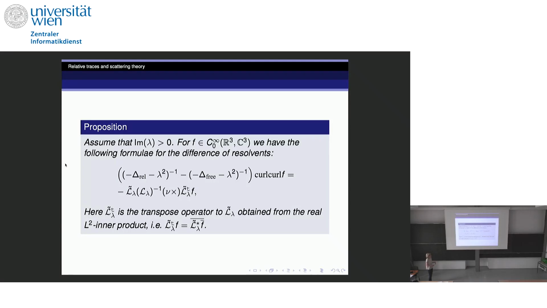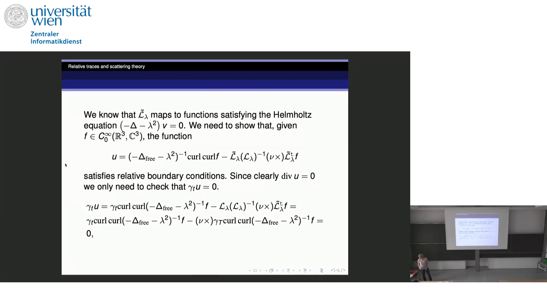So this is how you write this in terms of these electromagnetic operators. And so if you wanted to prove this, you would show that this maps functions satisfying the Helmholtz equation. And then if we start with some function, which is not a function because it's a vector field, and sorry, it shouldn't be a function, it's a vector field.